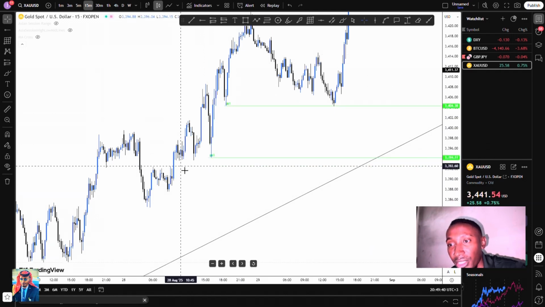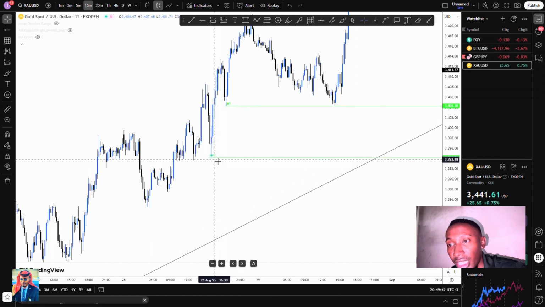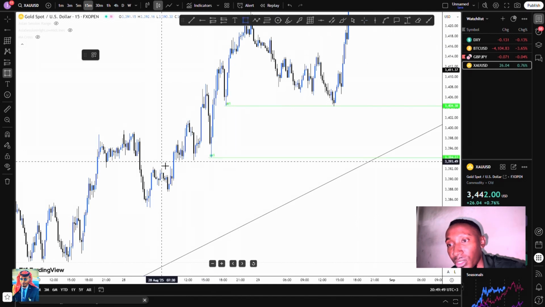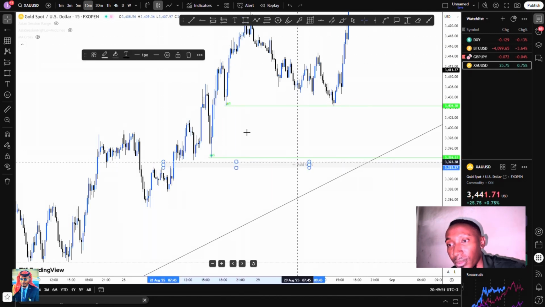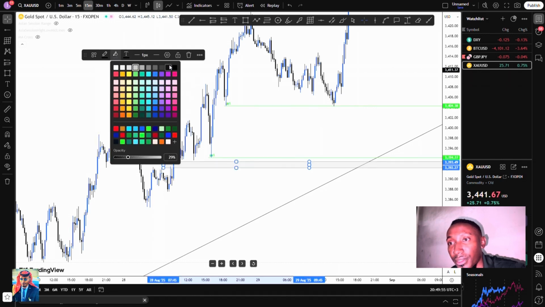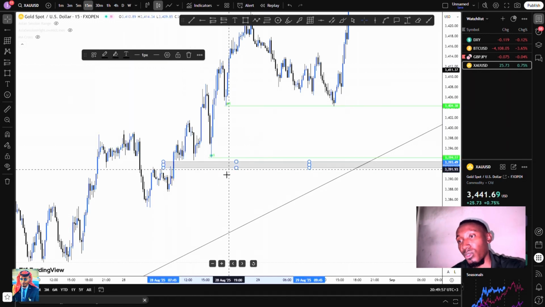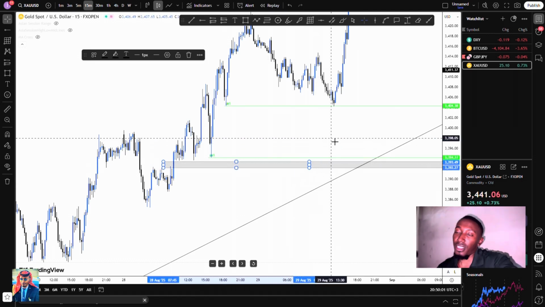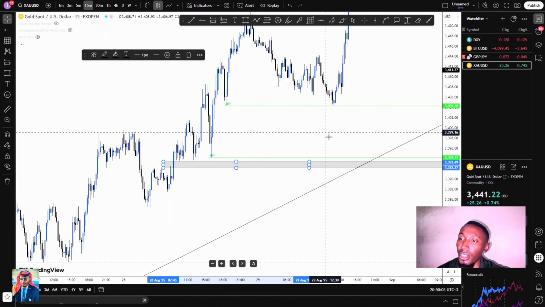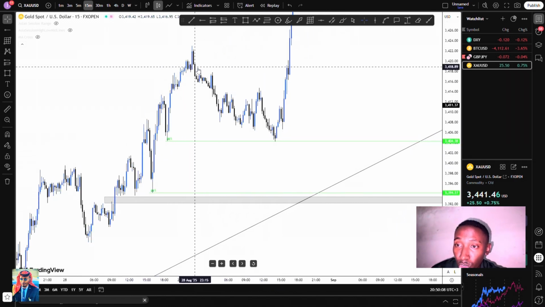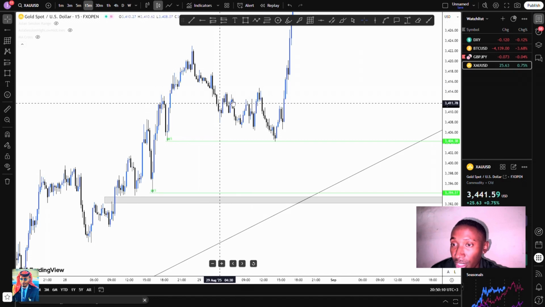I don't believe price can reach here, but if it reaches here, there's at least some good liquidity below here. And then there's a fair value gap around this zone, okay? If price comes to that zone, I believe price will bounce from this fair value gap. So what happens next? I always wait for price to come and do whatever it wants to do.